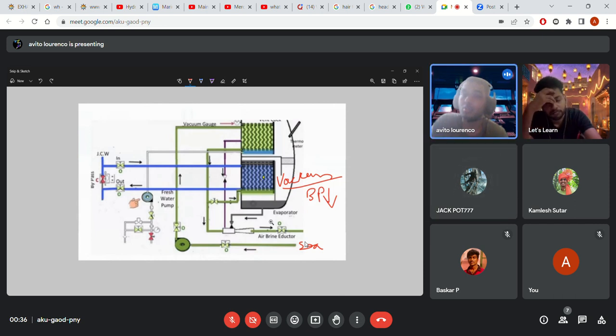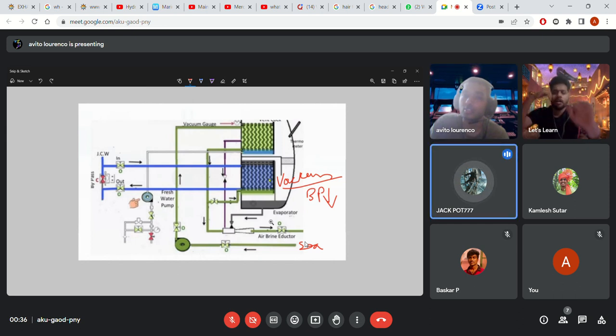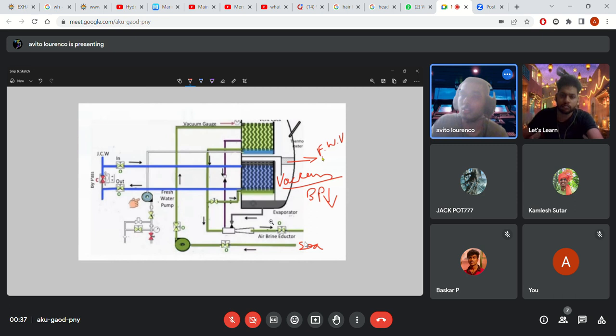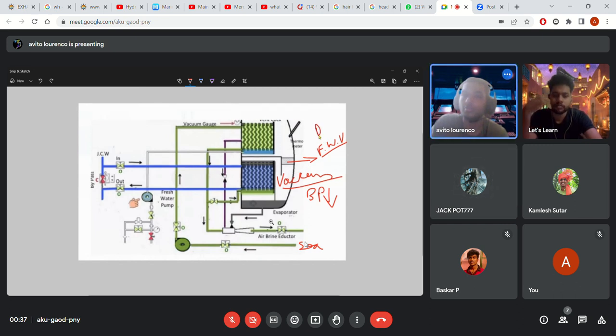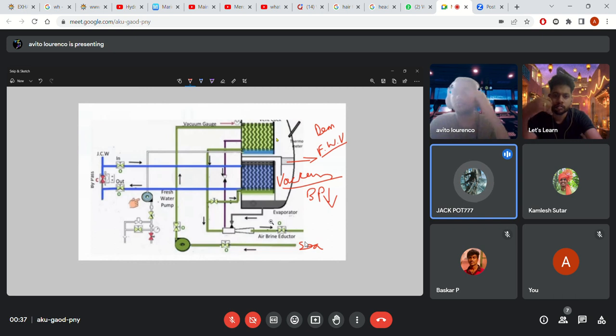And the evaporated water goes where? Can you see the box? It will pass through that. That is called the demister. Fresh water vapor will pass through it. What it does is allow only the vapor and not the water, because vapor does not contain any salt, but the water can contain salt or minerals.